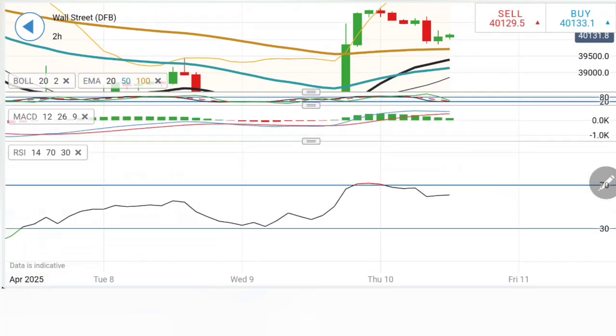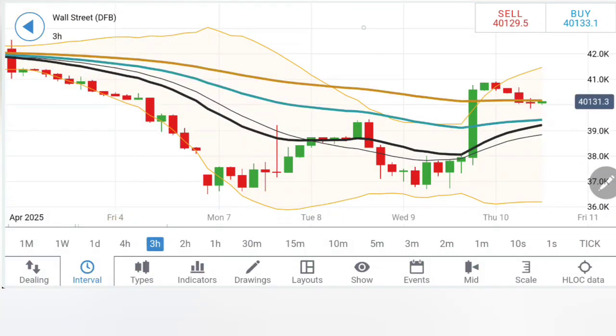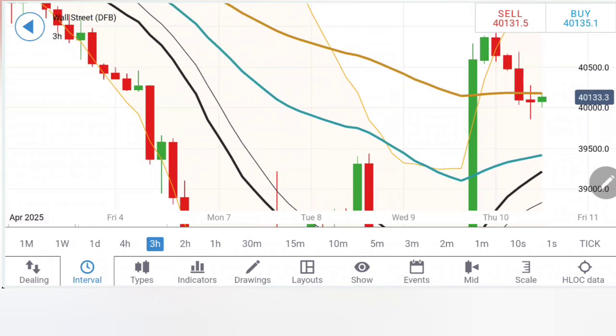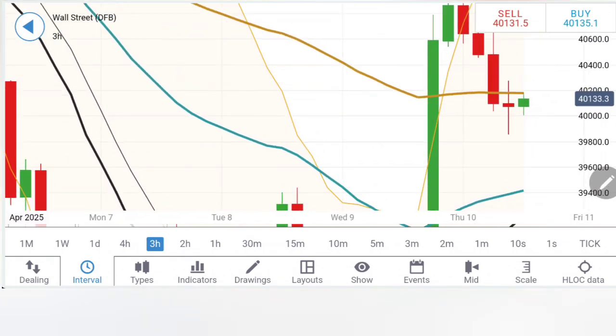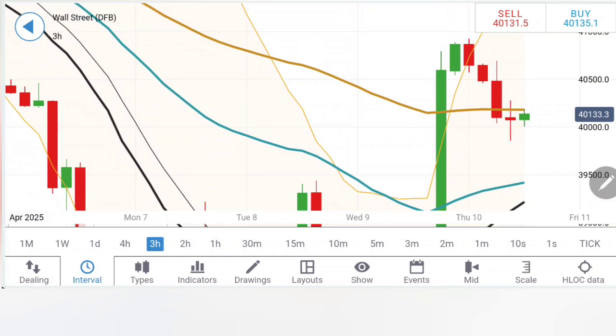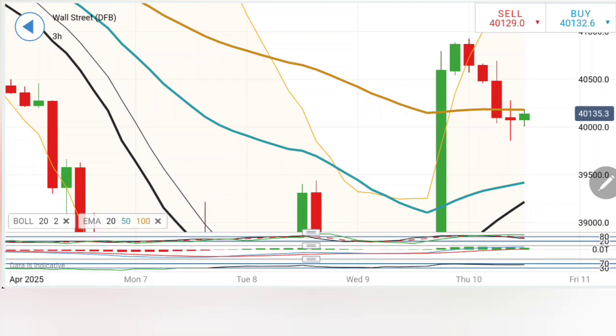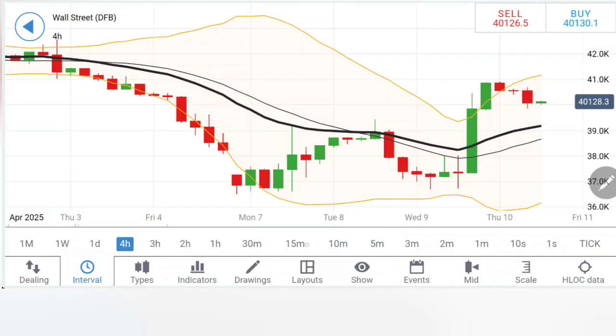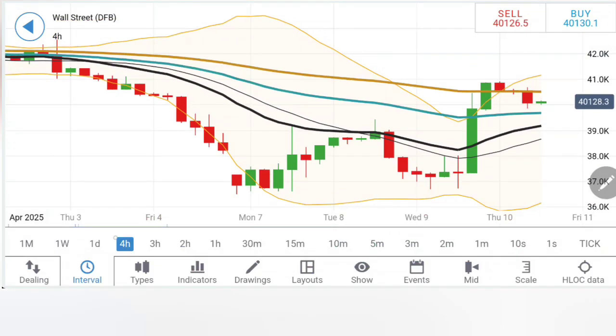Stochastic oversold, MACD in green, RSI flat. On the 3 hour chart, yes, this is potential reversal. If it stays now beyond 40,200 levels, you can say this is a potential reversal, or I'll say you have to wait for 40,250 levels for it to confirm the further rise, which is in fact going to take it towards 40,500, 40,700 levels. Yes, the stochastic has dropped here, the MACD rising, the RSI is flat, and on the 4 hour charts, more or less similar observation.